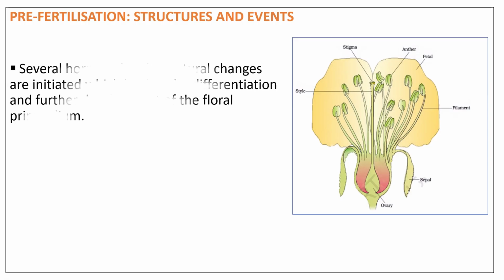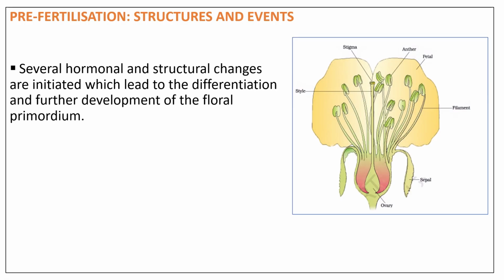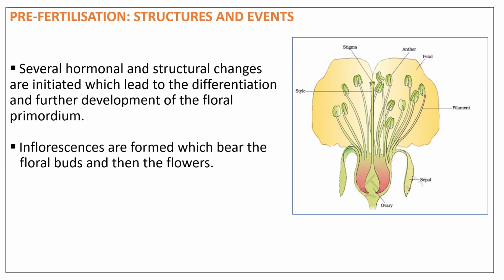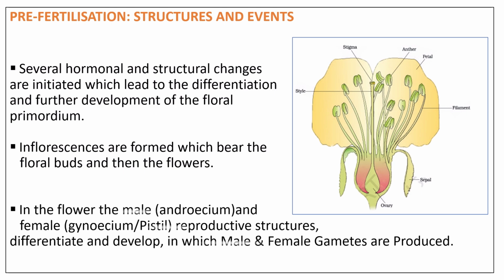Pre-fertilization structures and events. Several hormonal and structural changes are initiated which lead to the differentiation and further development of the floral primordium. Inflorescences are formed which bear the floral buds and then the flowers. In the flower the male, androecium, and female, gynoecium or pistil, reproductive structures differentiate and develop, in which male and female gametes are produced.